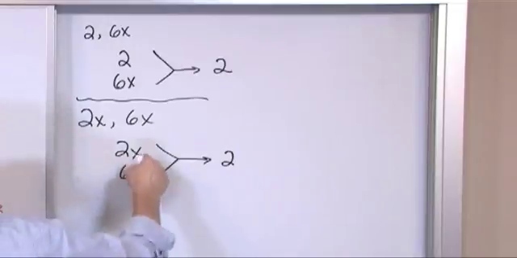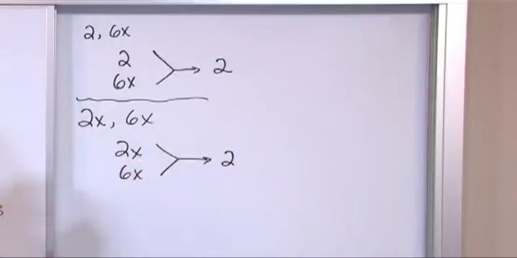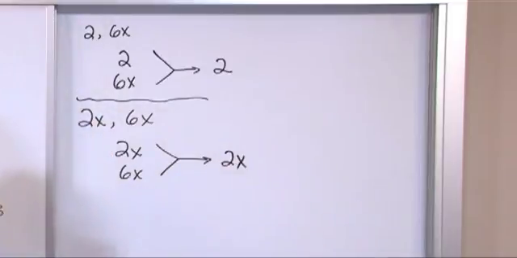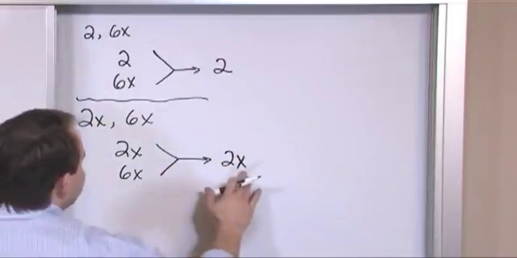But in this case, x is also a factor of both of these guys. So it's common to both of them. So basically, the greatest common factor altogether of everything is going to be 2 times x.